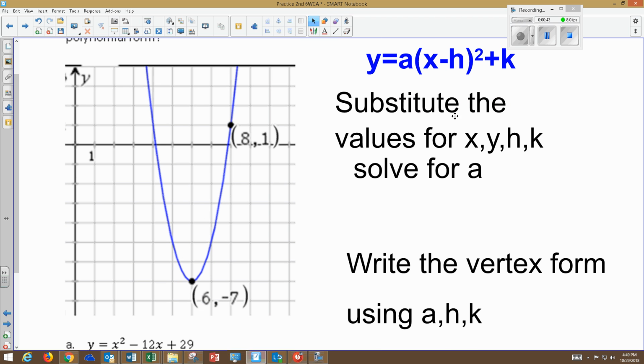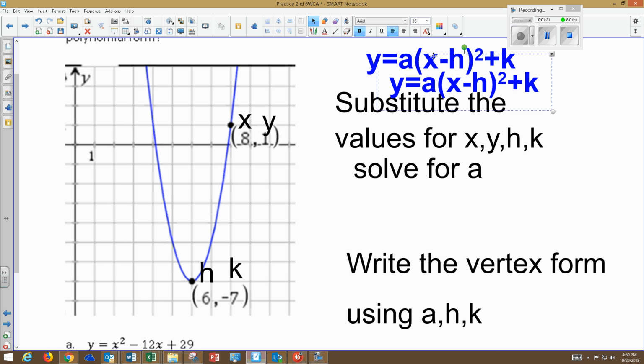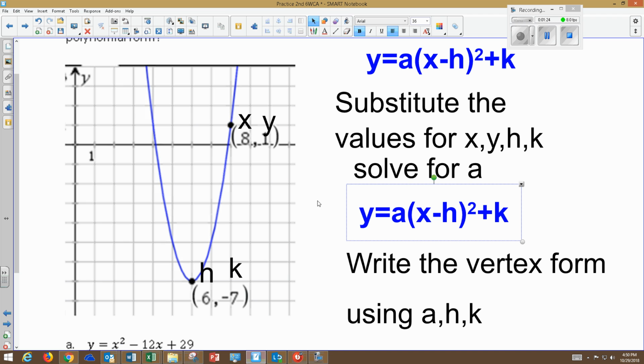If we have the vertex form, we need to substitute the values of x, y, h, and k. And they literally gave it to us. Because if you look at our graph, we know that this is the vertex, so we know that h is right there, and k is right there, and right here we have an x value, and we got a y value right here. So let's substitute these four values into this equation, and I'll clone it, and figure out what a is.